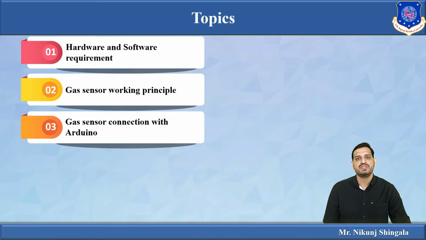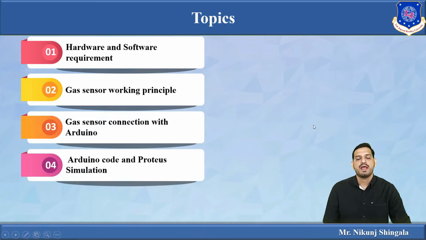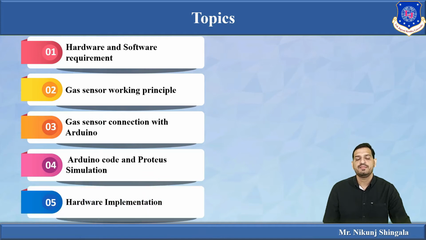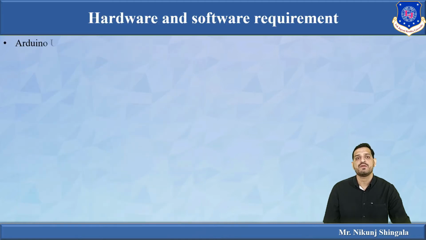So what is the working principle of a gas sensor? Then the gas sensor connection with the Arduino board. And the next one is the Arduino code and Proteus simulation: how the Arduino code is written for gas sensor interfacing, and the Proteus simulation. And the final one is the hardware implementation video. I have done the interfacing of the MQ2 gas sensor with the Arduino board, and that video I have taken and added in this video. Okay, so let us start with the first, hardware and software requirement.